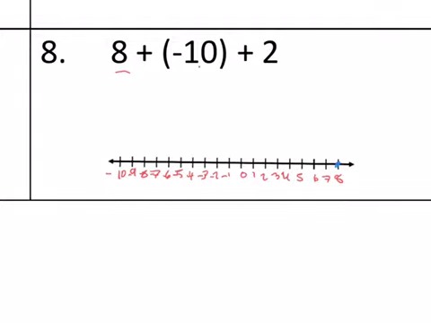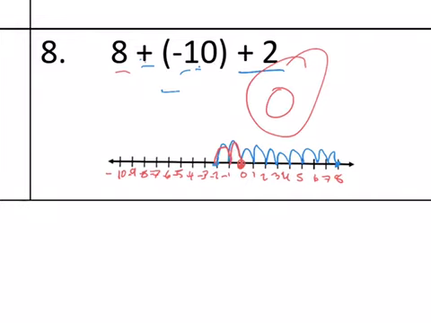And we are going 10 steps in the negative direction, because anytime we add a negative, it's the same thing as subtracting. So I'm going to go 10 steps. 1, 2, 3, 4, 5, 6, 7, 8, 9, 10. And we get negative 2. Let's mark it. And then we need to go 2 more steps in the positive direction. So we will go 1, 2, and we will get 0.